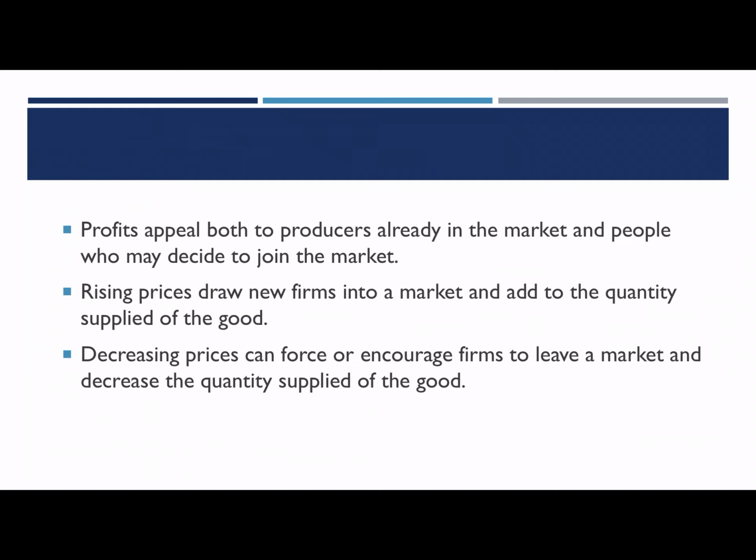Profits appeal both to producers already in the market and to people who may decide to join the market. Rising prices draw new firms into a market and add to the quantity supplied of the good. Decreases in prices can force or encourage firms to leave a market and decrease the quantity supplied of the good.